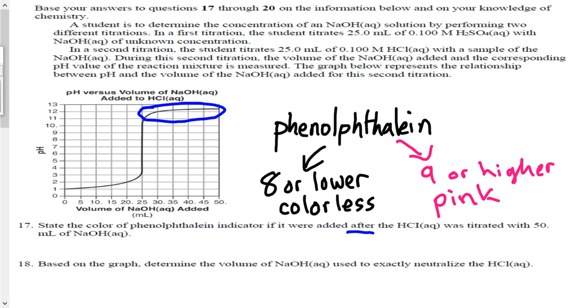However, it will be pink for a solution that has a pH of 9 or higher. So if the indicator was added after the hydrochloric acid was titrated with 50 milliliter of sodium hydroxide solution, then the pH is going to be above 9, and therefore the color that we are going to observe is going to be pink.